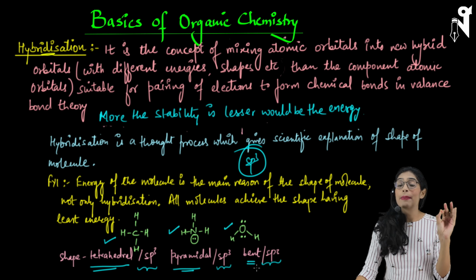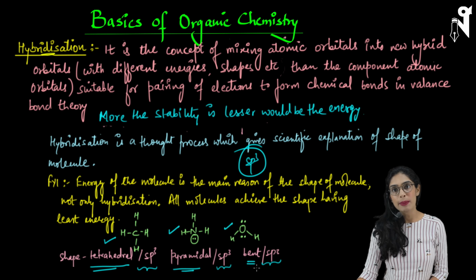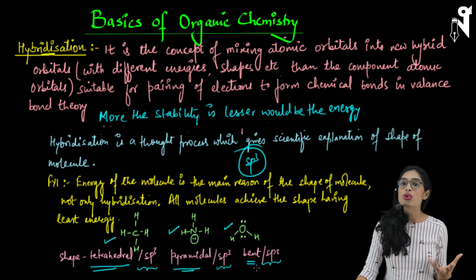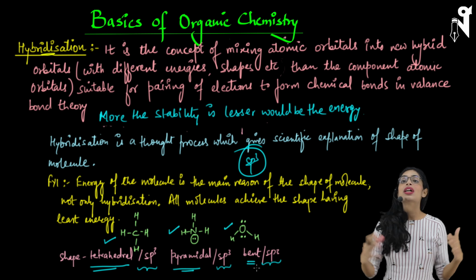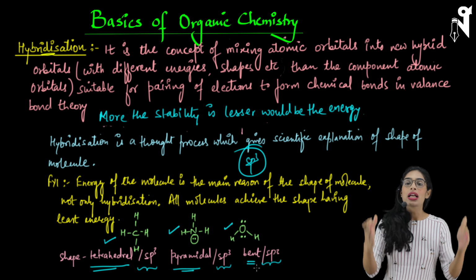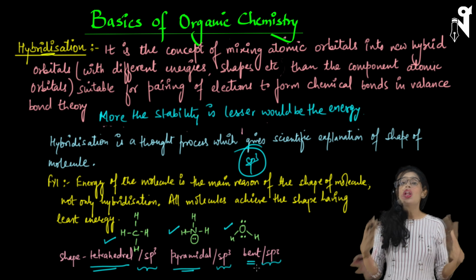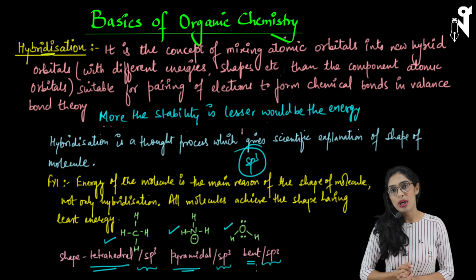So that means hybridization is not the only thing which defines the shape, but energy is also. In whichever form the energy is least, so they can attain the least energy state, that will give you the shape of that molecule. All this we have already learned in the chemical bonding chapter.